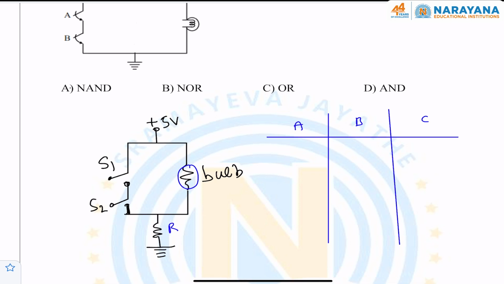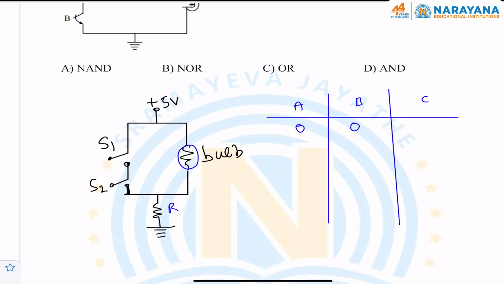Usually, if nothing is mentioned, when the switch is closed, that state is considered as 1. When the switch is in open state, that state is considered as 0. If anything is mentioned, we can consider those states. Otherwise, it should be taken like that. Now, let us assume A 0, B 0 means both the switches S1, S2 are open. When both the switches are in open state, current flows through the bulb, means it lights. Then we can give state 1 to the bulb.